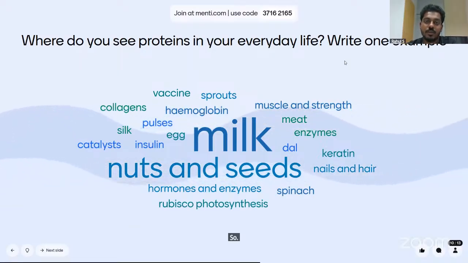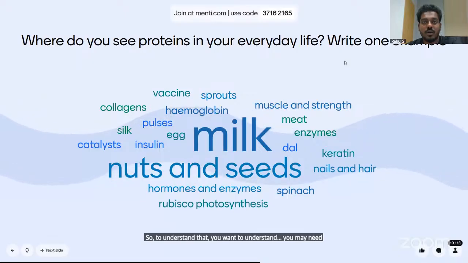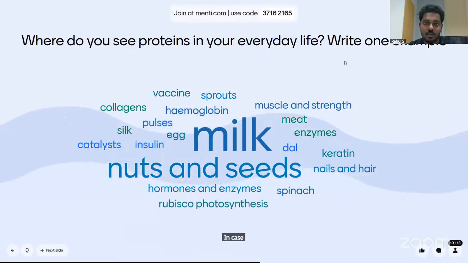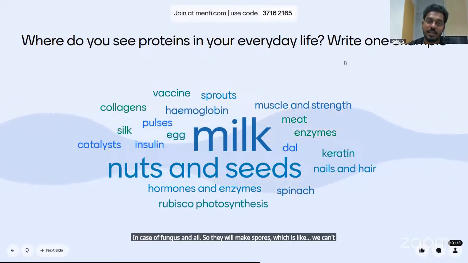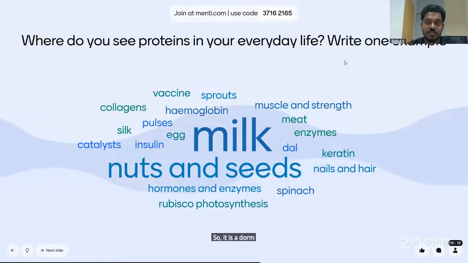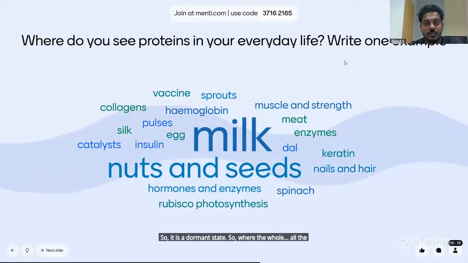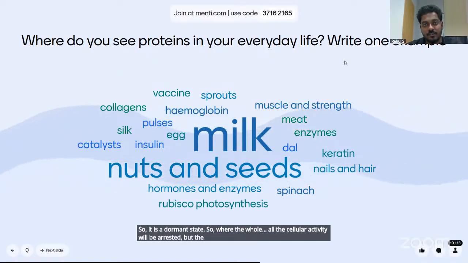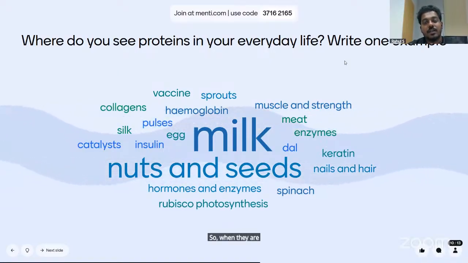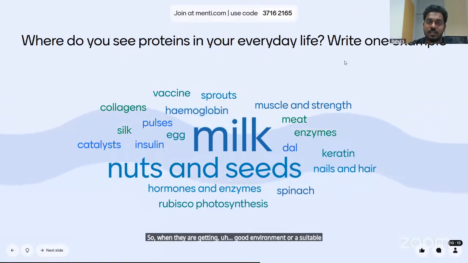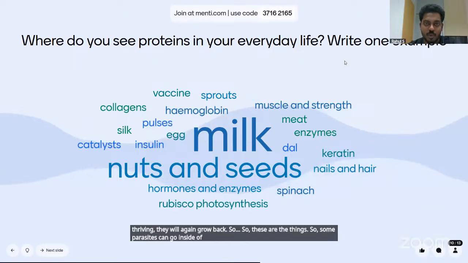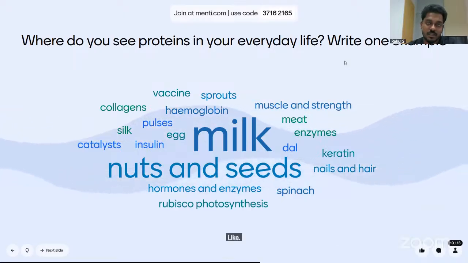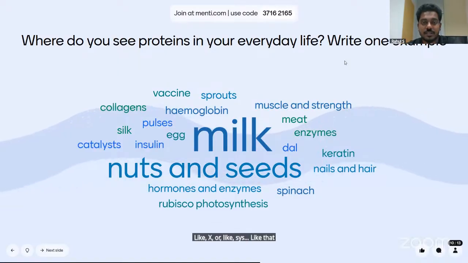To understand that, you need to understand one thing called spores. In the case of fungus, they make spores, which we can't say are eggs. It is a dormant state where all the cellular activity is arrested, but the cell is still alive. When they get a suitable environment for thriving, they grow back again. So some parasites can go inside our stomach like spores, eggs, or cysts. These are the different ways.